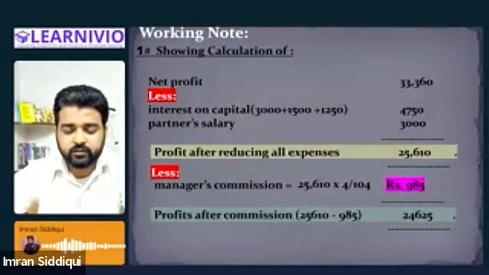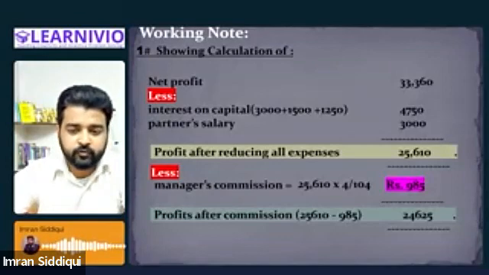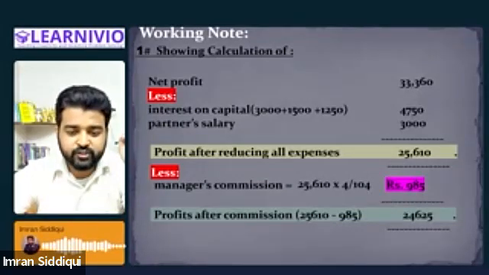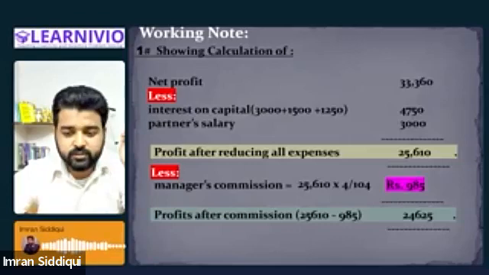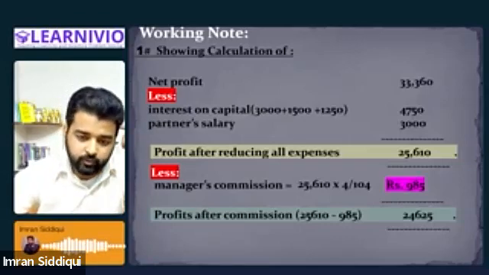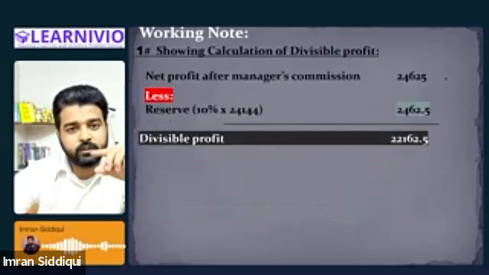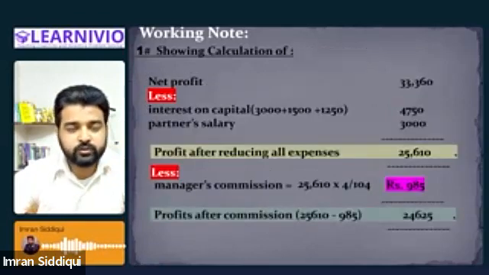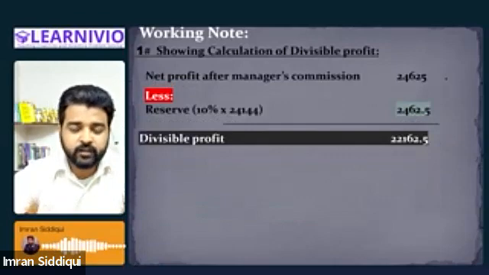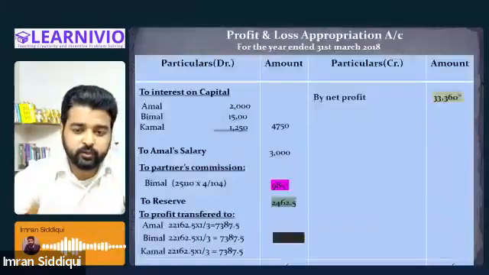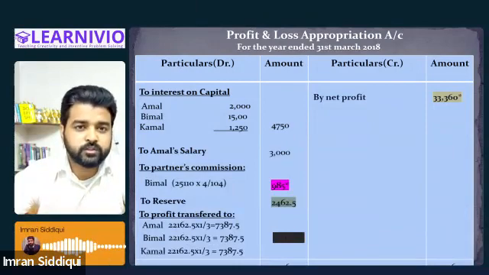See, first of all, out of 33,360, we'll subtract the interest on capital, 4,750, right? Then we'll subtract the partner's salary, and after that it will be 25,610. Got it? Then we'll subtract the manager's commission, which I believe you must have calculated correctly. So the manager's commission is 985, and then the profit after deducting all the expenses will be 24,625. On that amount, we will be transferring 10% to the reserve. So 10% of 24,625 will be how much? It will be 2,462.5 rupees. Got it? So this much will be transferred to the reserve, and this is how you will record it in the profit and loss appropriation account: to reserve 2,462.5.